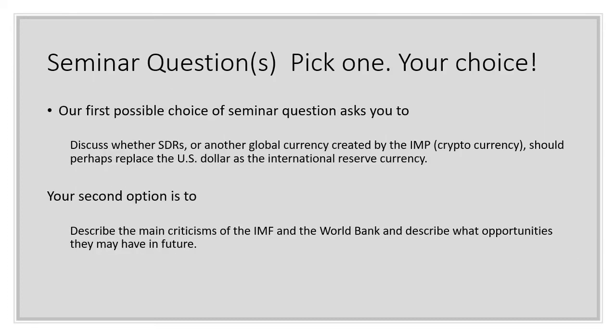We reintroduce our choice of seminar questions. The first possible choice is to discuss whether SDRs, which you now understand, or another global currency created by the IMF, such as a cryptocurrency, should perhaps replace the US dollar as the international reserve currency. Or, describe the main criticisms of the IMF and the World Bank and describe what opportunities they may have in the future. Either of these seminar questions is acceptable. One is not better than the other. They both demonstrate in the student a grasp of the content recorded in today's lecture and the ability to communicate that understanding extemporaneously in written form, which is one of the key student learning outcome takeaways for this class in our college catalog.